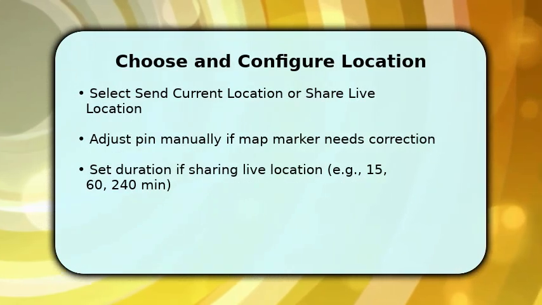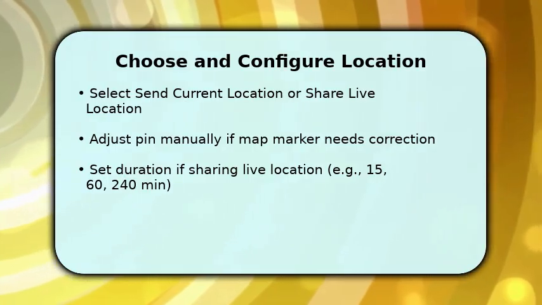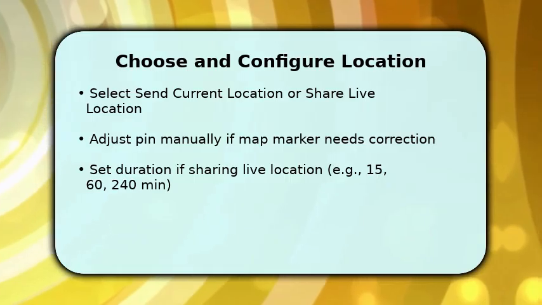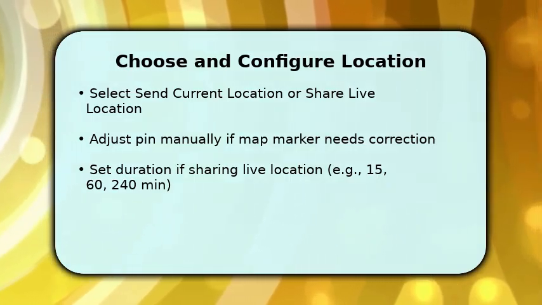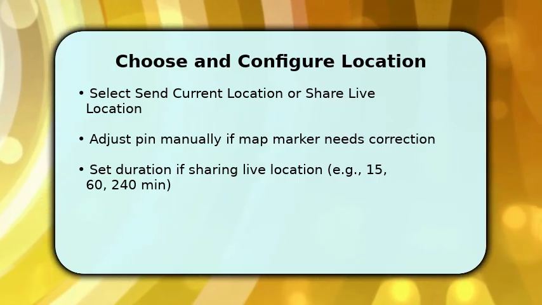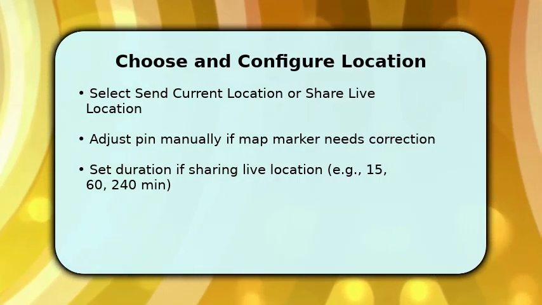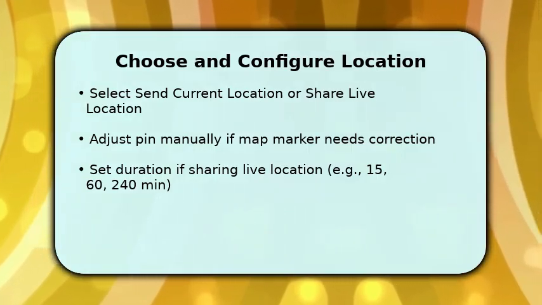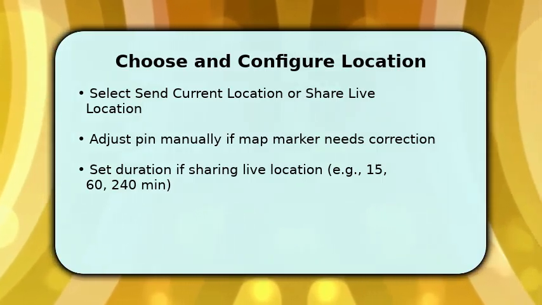Once the location panel appears, decide whether to send a static point or share live location. Choose Send Current Location to drop a single marker or Share Live Location to stream updates for a set time. If the pin is off, drag it to the exact address or tap the search field to enter a place name for precision. Also set the live sharing duration. Shorter windows protect privacy, so make sure to select the appropriate time frame before you confirm and send to the chat.